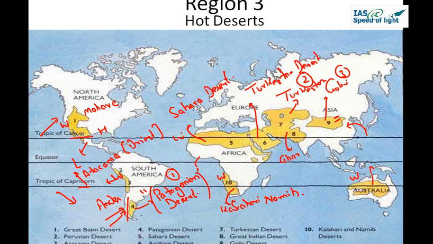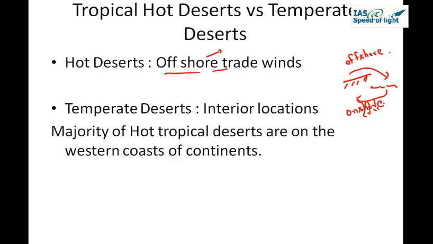So offshore trade winds: all these hot deserts on the western part lie on the belt of trade winds. Okay, so these are the offshore trade winds. The winds which actually reach these hot deserts, because of their location on the western part, start from the ocean. By the time they reach these deserts, they are completely moistureless, right? And they have winds from the land to the ocean, so there is no possibility of rain. So hot deserts exist because of the offshore trade winds. The temperate deserts, as we have discussed, those two or three deserts, are deserts because of their interior locations in the continent.